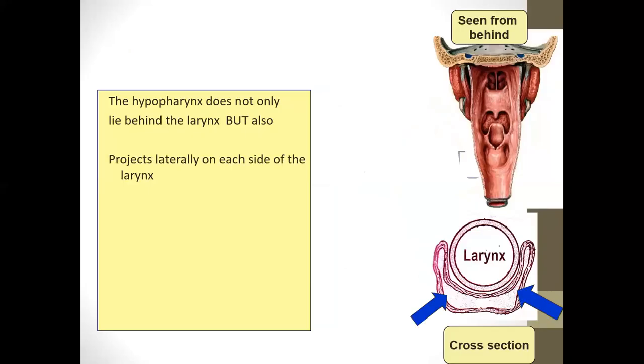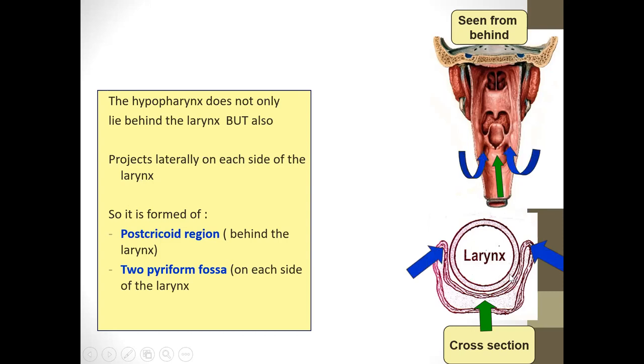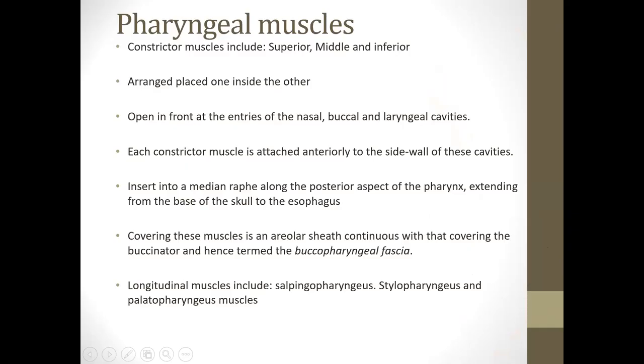And the hypopharynx not only lies behind the larynx, as you saw, but this is the larynx, because the epiglottis, as we shall see, is a component of the larynx. But it also projects around, laterally around the larynx, giving you what we call the piriform sinus. And the postcricoid region is the space behind the larynx, as you can see. So the hypopharynx is made out of two components. We have the postcricoid region, which is continuous with the esophagus, and the parts that project on either side of the larynx, what we call the piriform sinus.